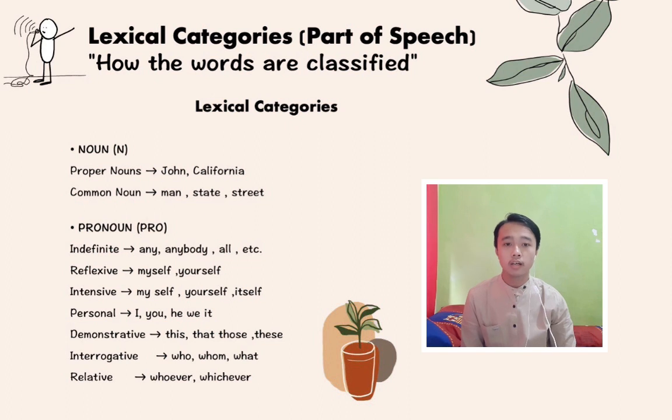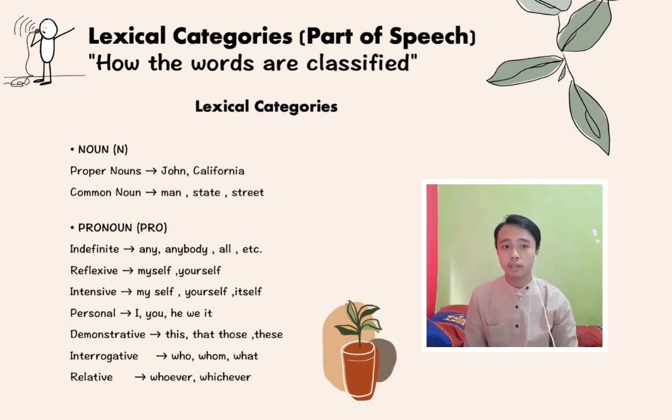Nouns are the names of persons, places, attitudes, ideas, things, qualities, or conditions. Noun has two subtypes. The first is proper noun, for example John, Billy, California, New York, and etc. The second is common noun, for example man, state, street, nation, and etc.